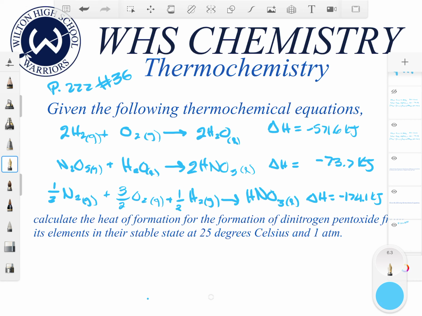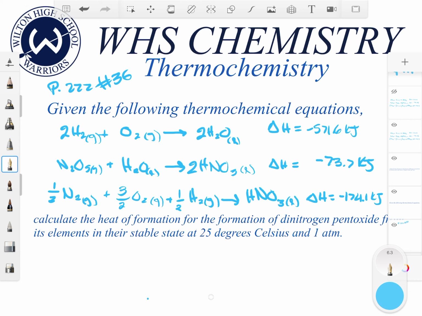So the problem says, given the following thermochemical reactions, calculate the heat of formation for the formation of dinitrogen pentoxide from its elements in their stable state at 25 degrees Celsius and 1 atm. So like the other Hess law problem, we're given three different equations or different steps that take place for this fourth general reaction to occur.